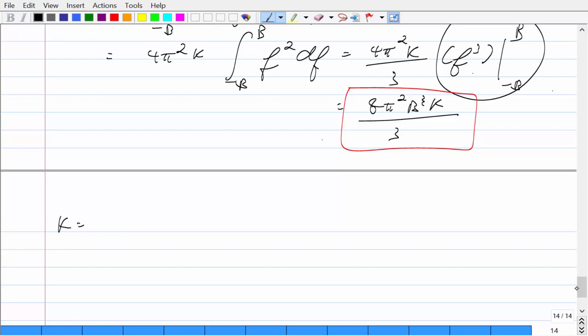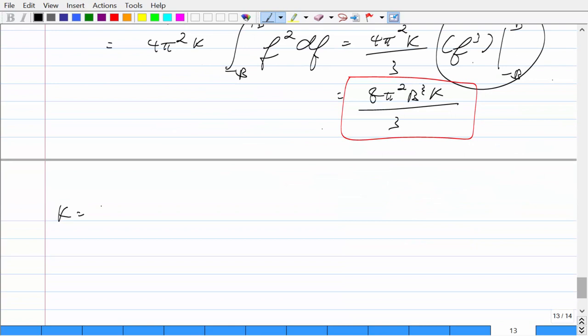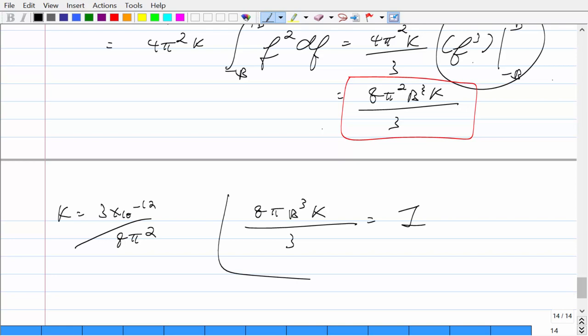So 3 times 10 to the minus 12 over 8 pi squared, okay? What we have to do is figure out what the value of b would be such that this relationship is equal to 1. So this is what they're asking us to do. And we also know that k is equal to this guy over here.